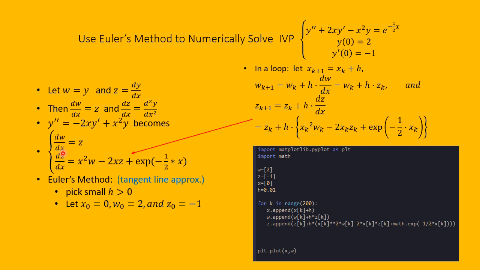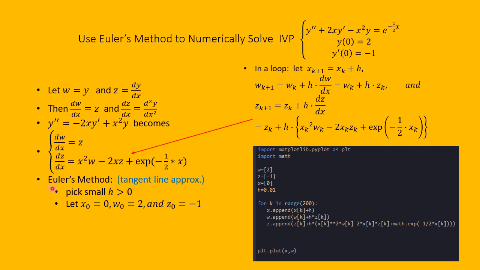The derivative of w with respect to x equals z, that's a first order equation. And the derivative of z with respect to x equals x squared w minus 2xz plus the exponential of minus a half times x. This is also a first order differential equation. So now what we want to see is why these two equations give us this second order equation. Well, let's look at this for a minute.